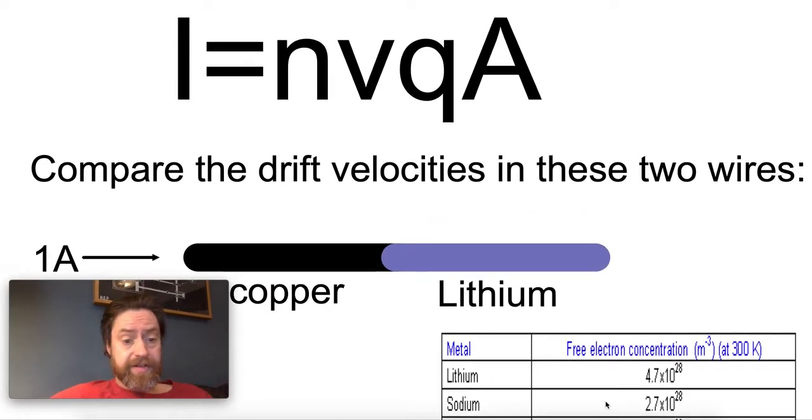Okay, I trust that you've written that down yourselves and come up with your own answer. Here's how I would approach it. I would state that the current is the same in both wires. The area is the same in both wires. The charge is the same in both wires. But when it goes from copper to lithium, the number of charge carriers per unit volume goes down. So in order to keep the current the same, the drift velocity increases. And hopefully you've written that up neatly. Okay, let's try another one.